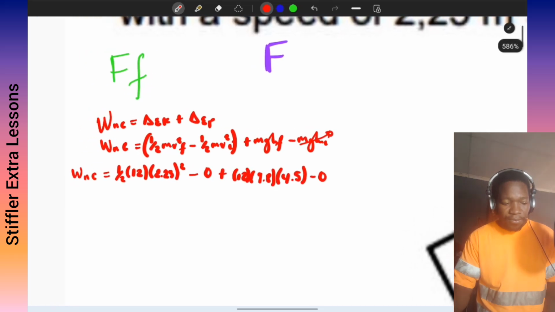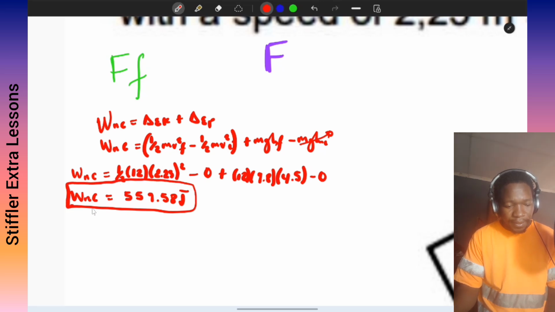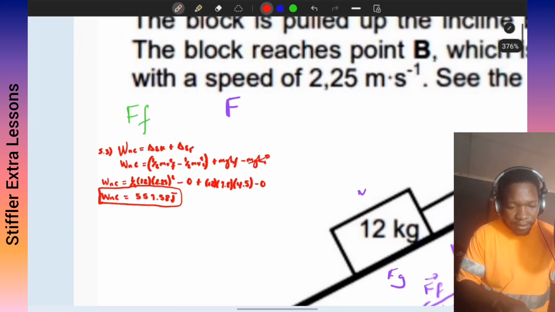So now it's just a matter of calculations. Work done by non-conservative force now becomes this. You can punch everything into the calculator, and then we find 559.58 joules. So this is the total work done by all non-conservative forces acting on the object. So this was 5.3. We can now move on to the next question.